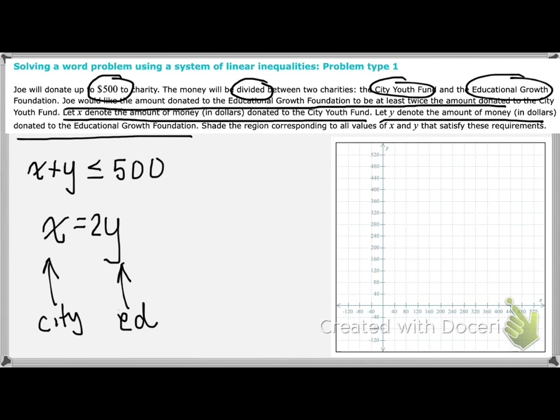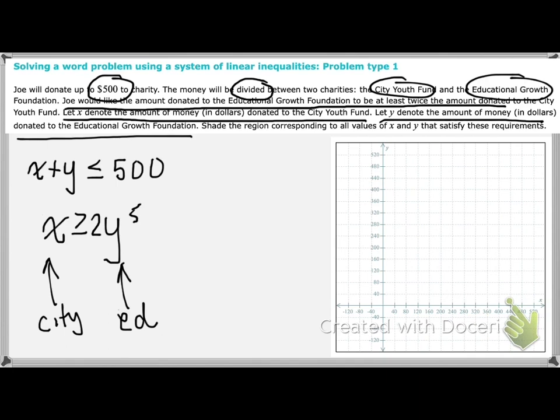So what do you think that means? Converting the wording "at least twice as much" to an inequality, we're going to say that it is greater than or equal to 2y. That way, if it were 50, it could be 100, but it could also be 101. So that would be more than twice as much, which would be allowed with this inequality.